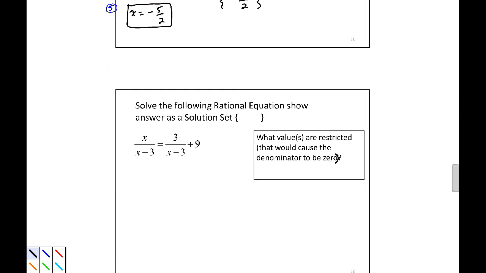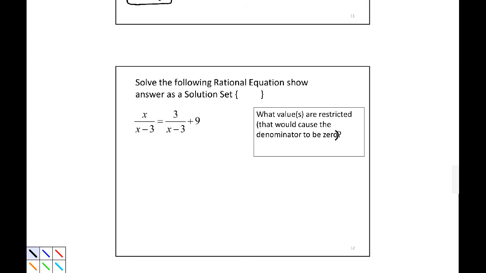All right, next question. What values would cause the denominator to be 0? Which values are restricted? Because we have an x minus 3, that's the only real denominator we have, so we can see that x cannot equal 3. We should always check against that before we finish. All right, next, our least common denominator is x minus 3. I'm going to go ahead and put that as a quantity.